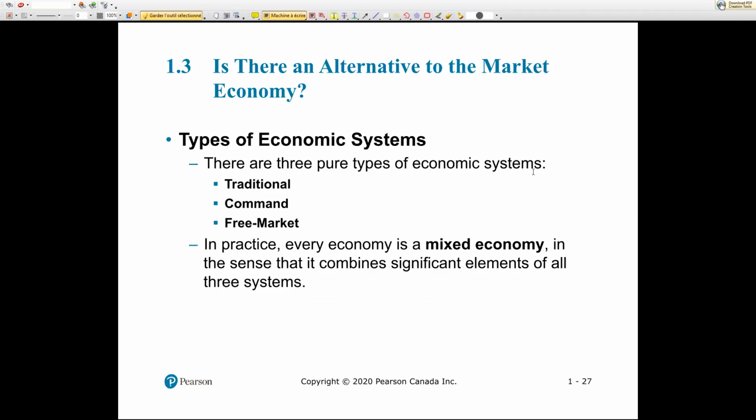And now, are there alternatives to market economies? I'm just going to say what Ragan says in the book. He describes three types of economic systems. Traditional is, what he says, where change is slow and people stay in the same role as their parents.